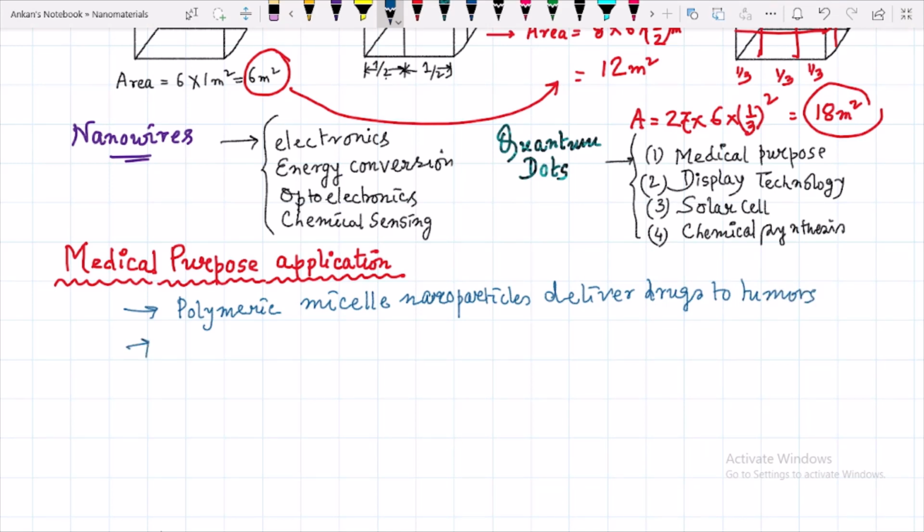The next important thing here is the use of polymer coated iron oxide, which helps to treat traumatic injury.